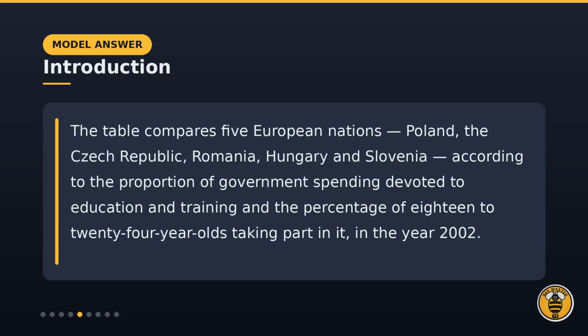Here is the introduction. The table compares 5 European nations, Poland, the Czech Republic, Romania, Hungary, and Slovenia, according to the proportion of government spending devoted to education and training, and the percentage of 18 to 24-year-olds taking part in it in the year 2002.